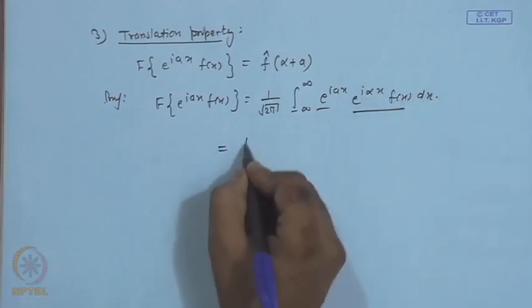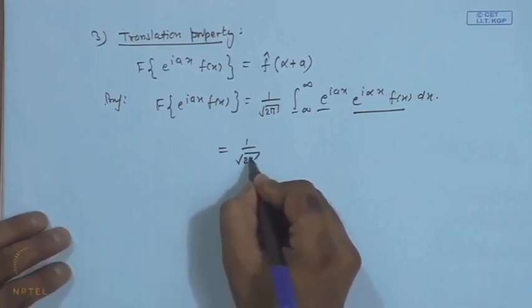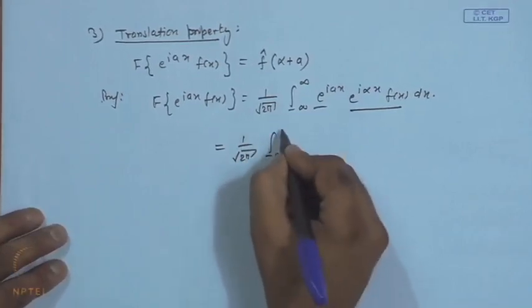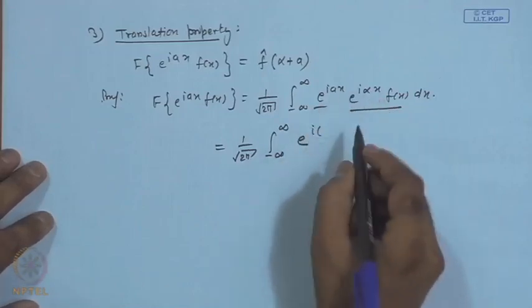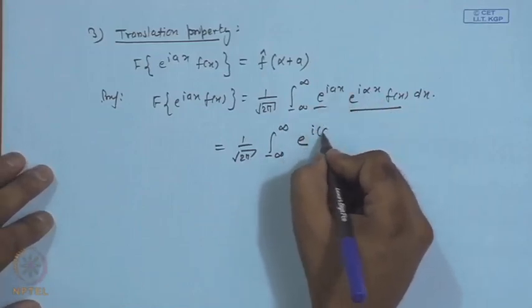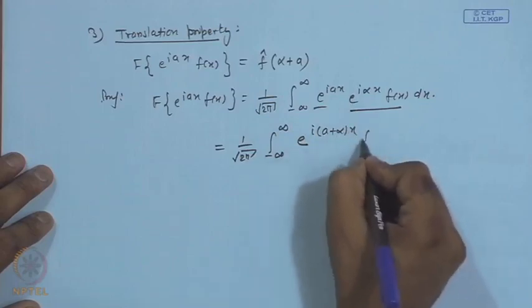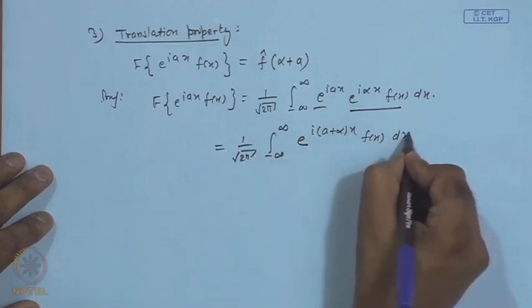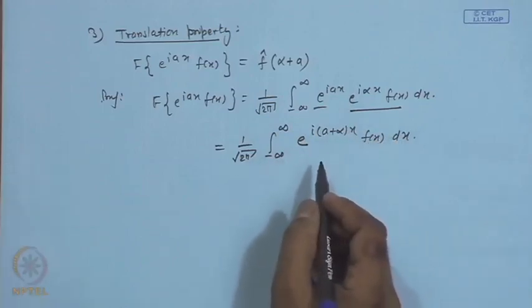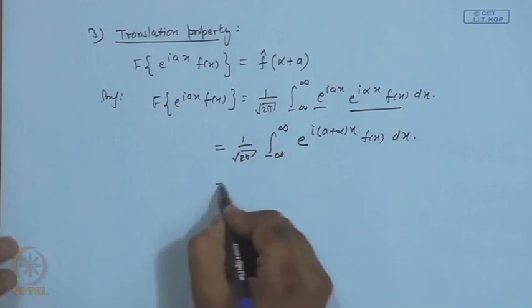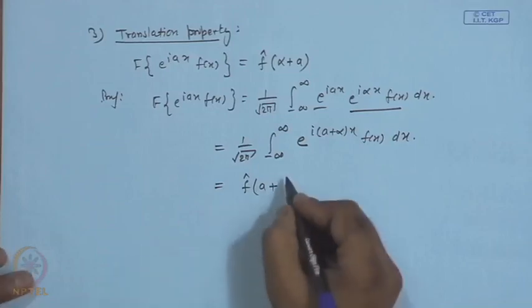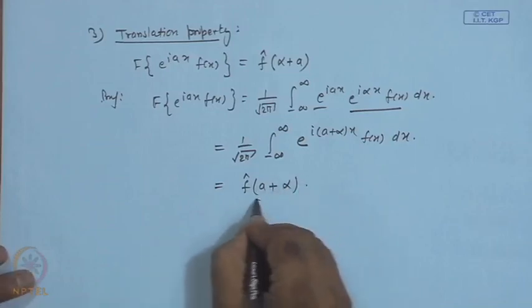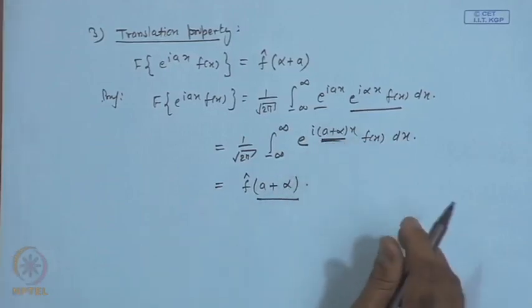So, now minus infinity to plus infinity, and we combine these two. So, e^{i(a+α)x} f(x) dx, and if you just see the definition of the Fourier transform, this is exactly f hat, where we replace this alpha by a plus alpha here.